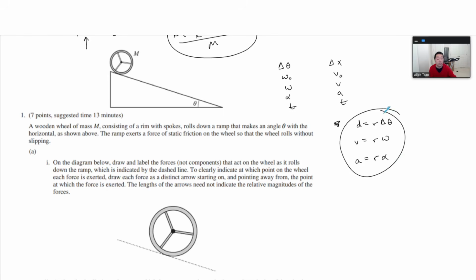These kinds of equations are not given on your equation sheet on the AP Physics 1, but they relate the linear motion to angular motion. Okay, that's what I would say for kinematics, is pretty much just that.